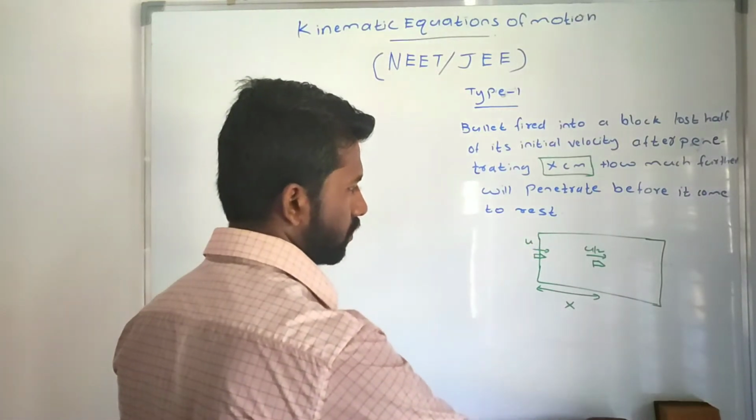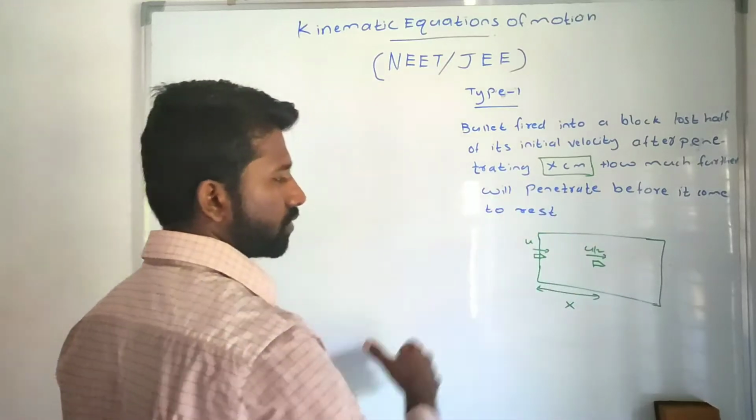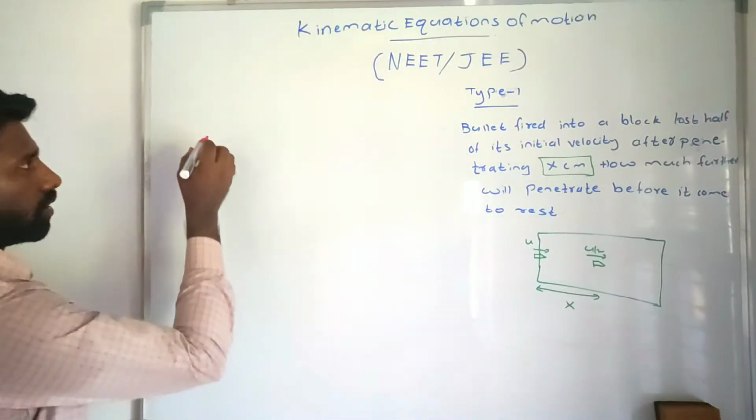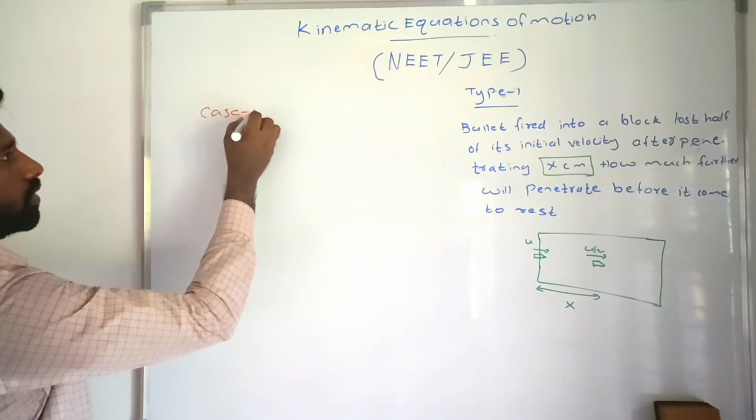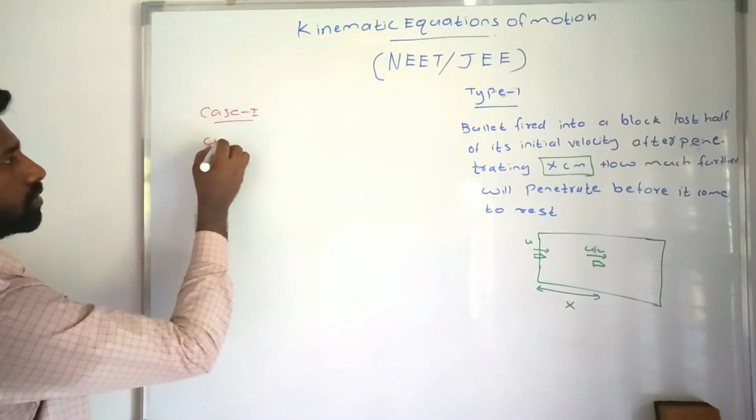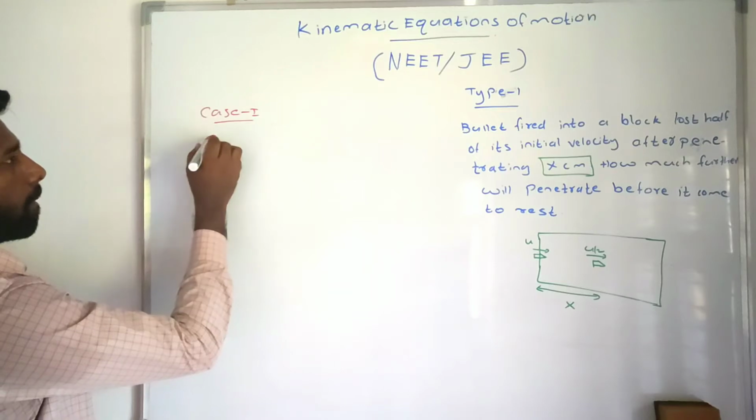We'll take this as the first case. So I'm taking case 1. What about the initial velocity? The initial velocity is u itself.